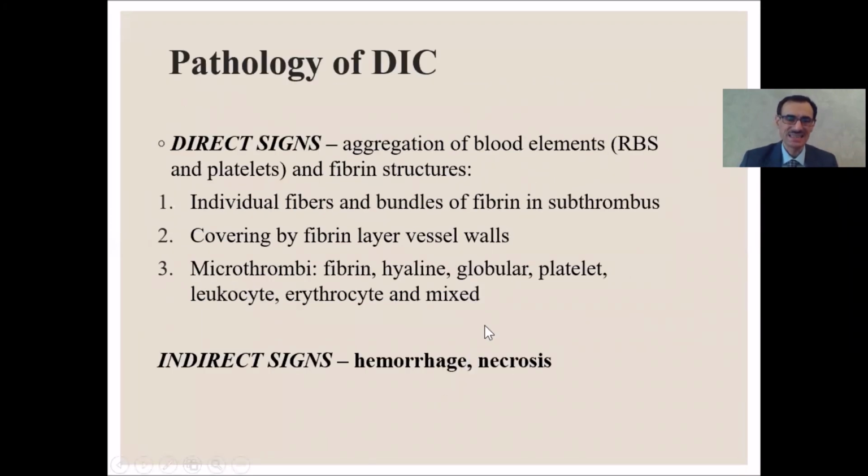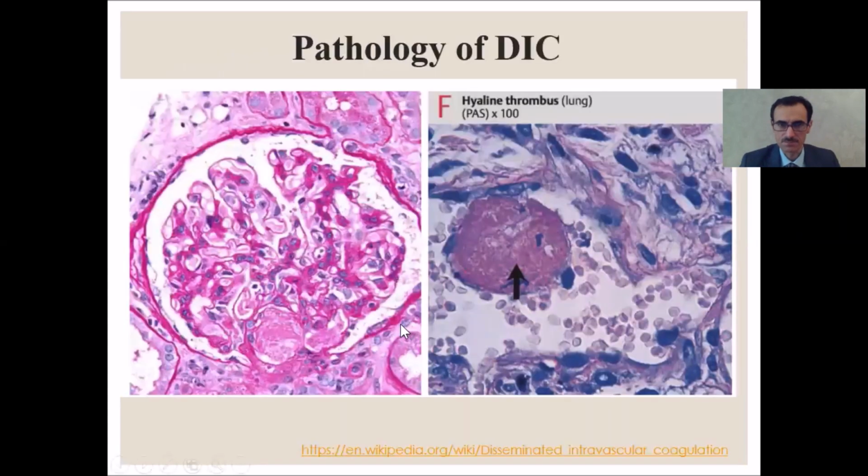The direct signs: the aggregation of the blood elements and the fibrin structures, that is, individual fibers and bundles of fibrin in subthrombus, covering of fibrin layers with the vessel walls, and the microthrombi, fibrin, hyaline, globular. Mainly we found the hyaline thrombi. And indirect signs, the hemorrhage and necrosis.